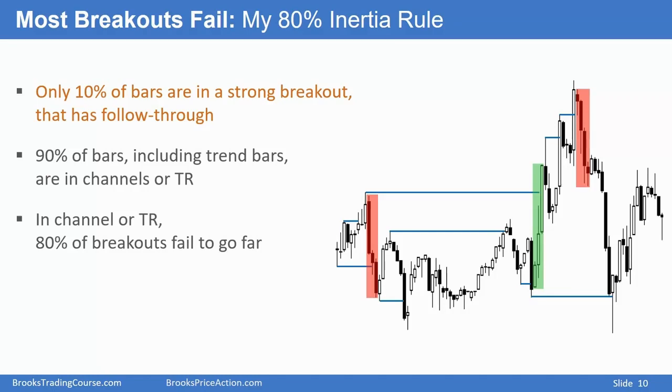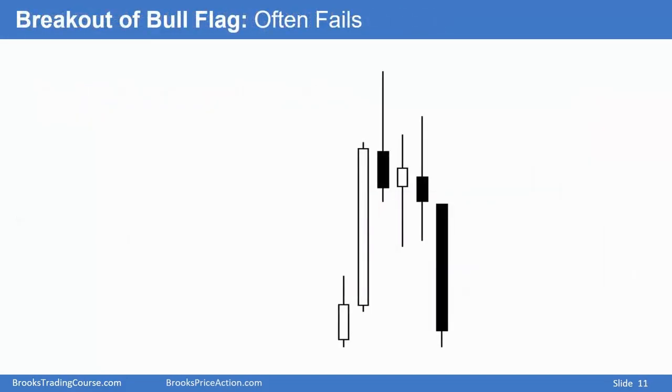When the market's in a channel or a trading range, 80% of the breakouts will fail to get very far. On this slide, we have a pair of pretty good bull bars, especially this bar, followed by a bear bar. And then we have a bull flag, a 1-bar pullback. You can call it a 2-bar pullback. We started the pullback here. This bar pulled back below that bar, so this is technically a pullback on this time frame. And it's about a 50% pullback, and it's a bull bar.